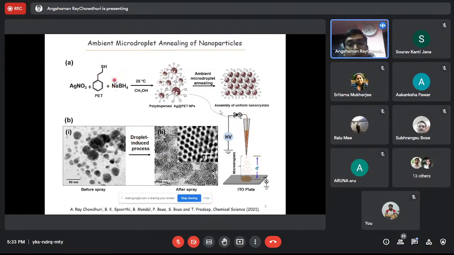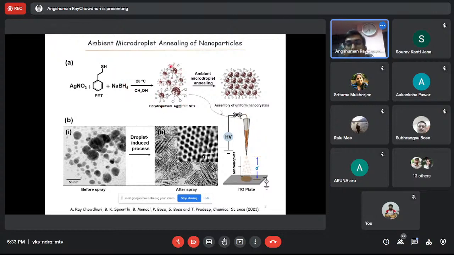So what we have done: AgNO3, silver nitrate, and phenylethanethiol we have taken, and sodium borohydride, a reducing agent, we put in, just the normal synthesis, and the silver nanoparticles are formed.